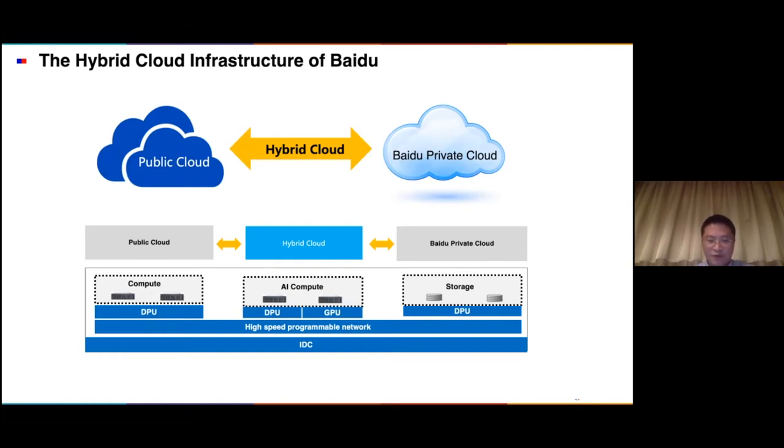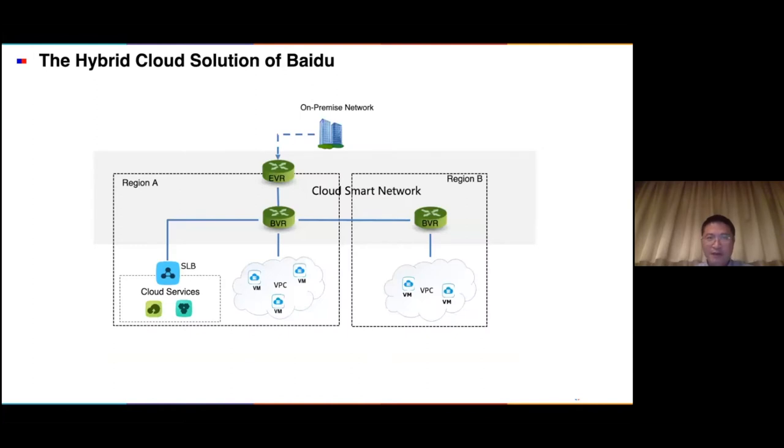So in this sense, Baidu's infrastructure is built on top of hybrid cloud. This is our hybrid cloud solution at Baidu. Essentially, we build a public cloud service or product we call the Cloud Smart Network, CSN. With this CSN, we are able to connect the on-prem network and the VPCs in different regions, in different countries, together. And also we are able to connect our private cloud to the public cloud in a very flexible fashion. Basically, we are able to build such a globally connected network in a minute.